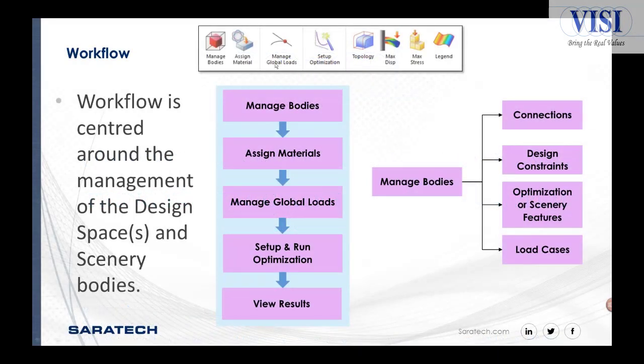Now we manage bodies. You specify the bodies that you want to use in your solution, and inside your managed bodies, you specify how these things are connected together. So you have multiple bodies. How are they connected together? If you have design constraints, loads, constraints. If you have scenery bodies, things that you don't want the optimizer to work on, you specify your areas where you want the design optimization to work. Specify areas to keep in, keep out, etc. You would do that in your managed bodies.